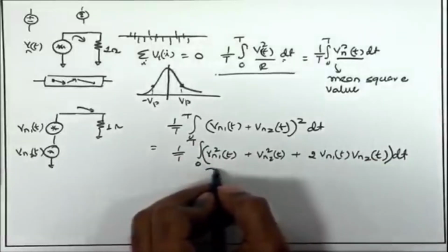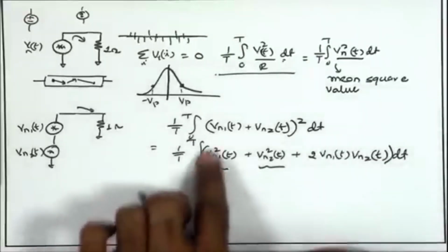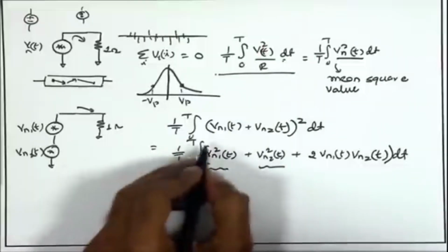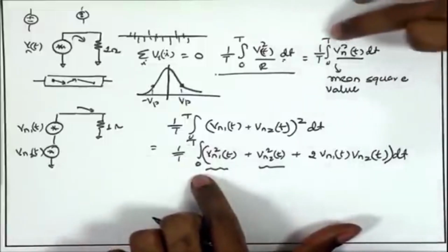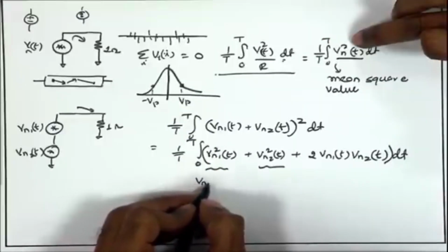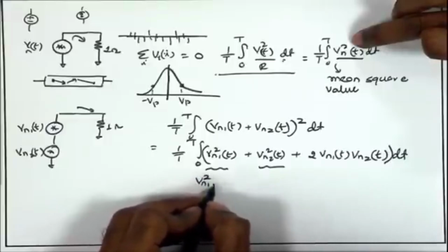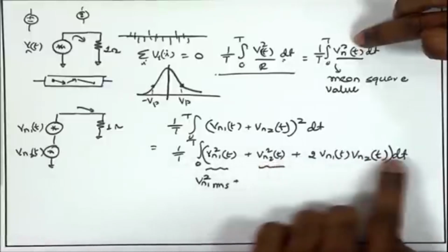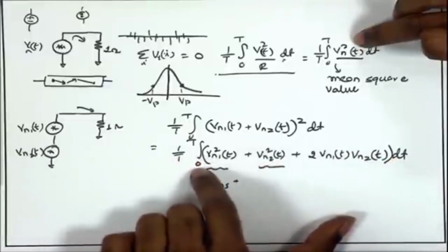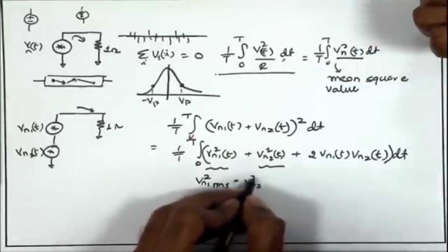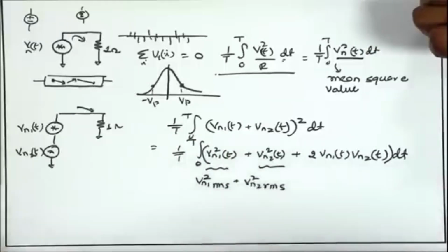So, if I look at the first term and the second term, that is just 1 upon T integral of Vn1 square(t) dt from 0 to T. So, that is just the mean square value of the first source. So, I can just replace this by Vn1 square RMS. Likewise, the second term, 1 upon T integral of Vn2 square(t) dt over 0 to T, is once again Vn2 square RMS.